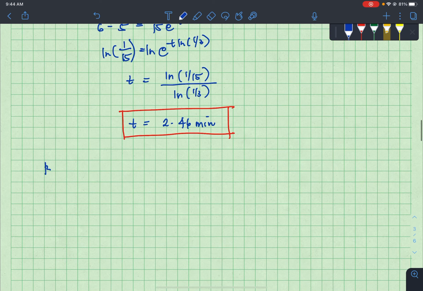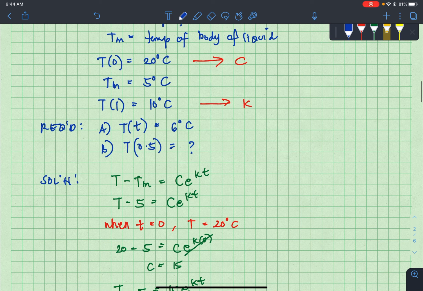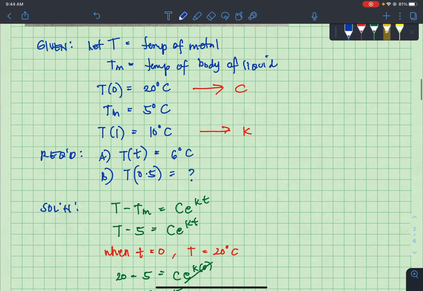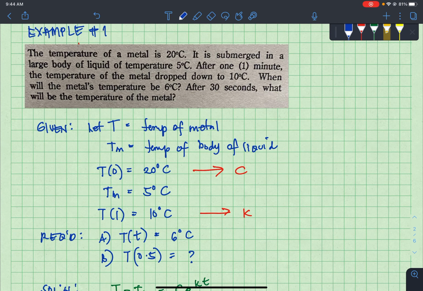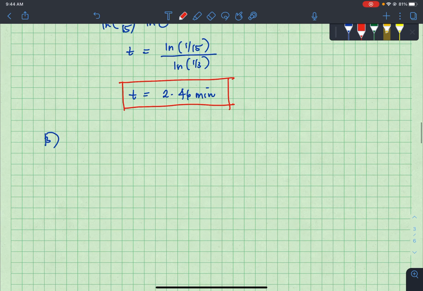For the second one, what would be the temperature after 30 seconds? Since at time 0 it is 20 degrees Celsius, and after a minute it's 10 degrees Celsius, after 30 seconds it should be in between 10 and 20. So when t is 0.5 of a minute, what would be the temperature?